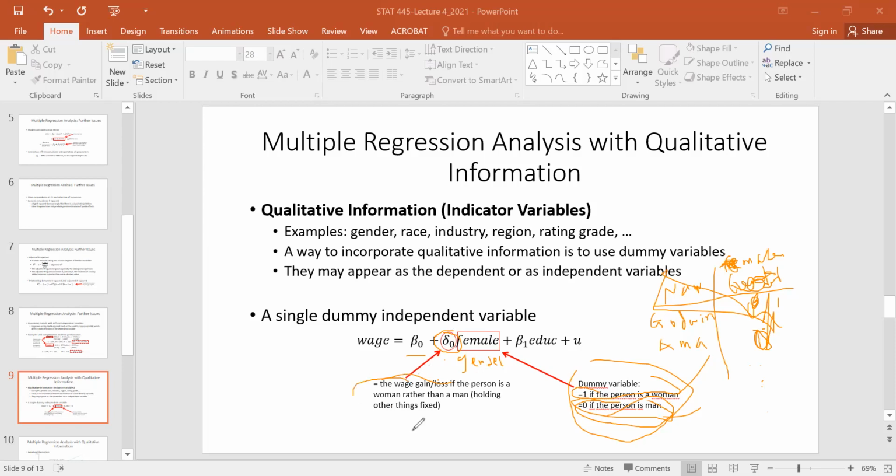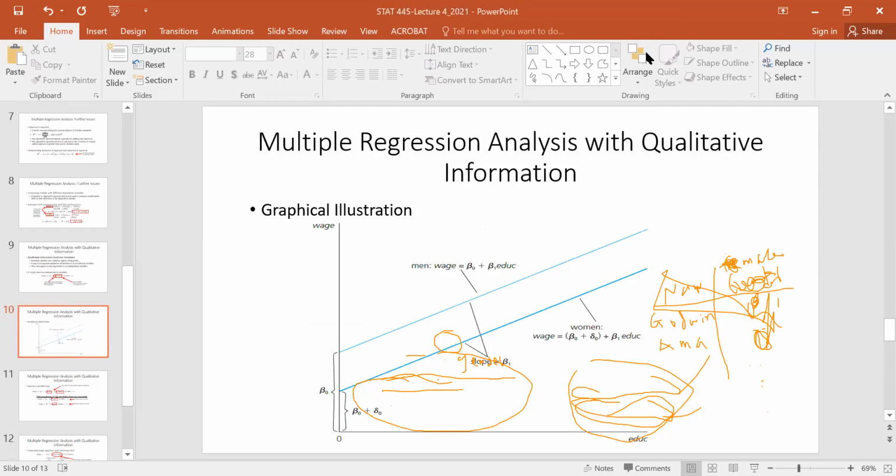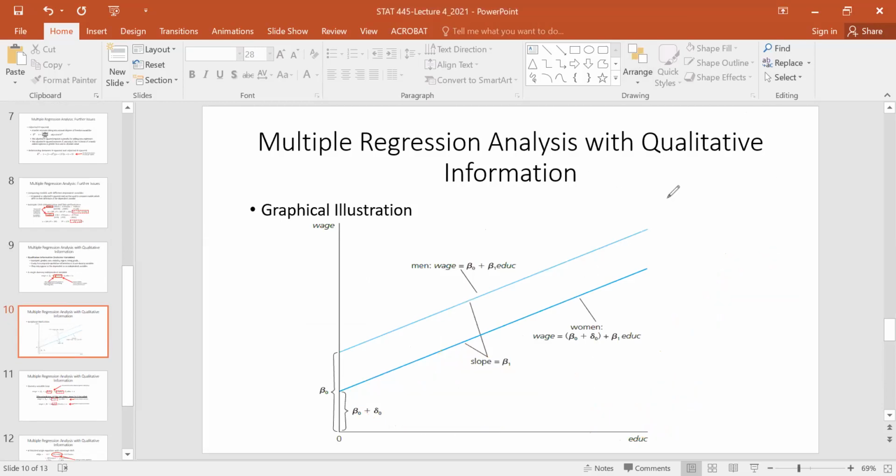So look at the description again. The wage gain or loss, if the person is a woman rather than a man, then you say holding other things fixed, as we always say. Okay, so this is the idea. Remember the equation there was what? Wage is equal to beta 0 plus beta 1 female plus beta 2, their levels of education.